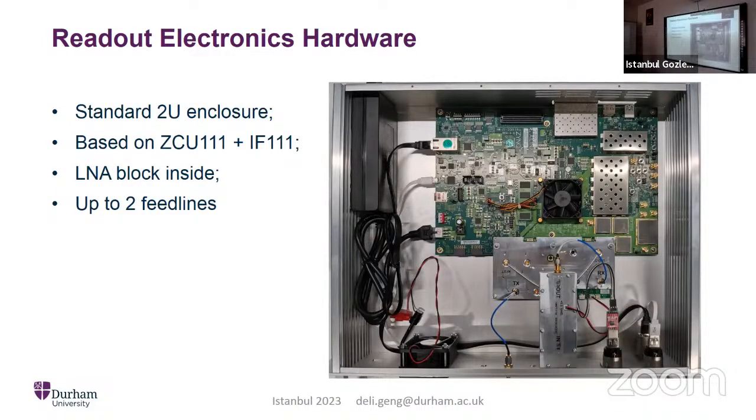Because we have this LNA block, this gain block, separate from other hardware, at the moment you can see it at the bottom of this box. It's installed inside the box, but actually this amplification block can also be mounted on top of the fridge, which would produce a better signal to noise ratio.